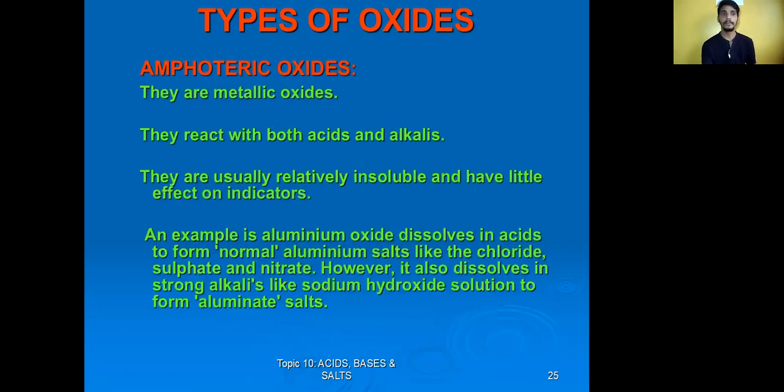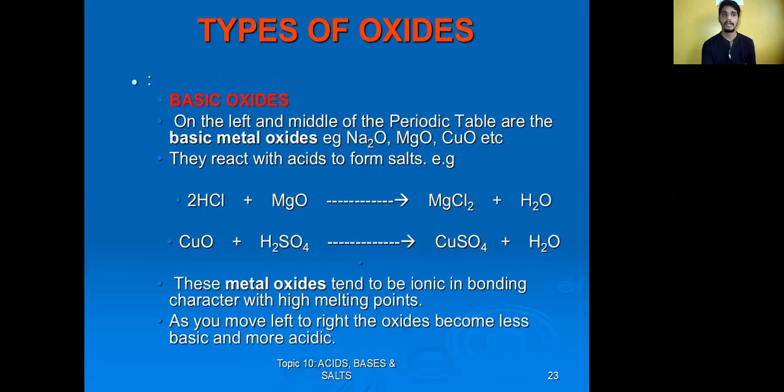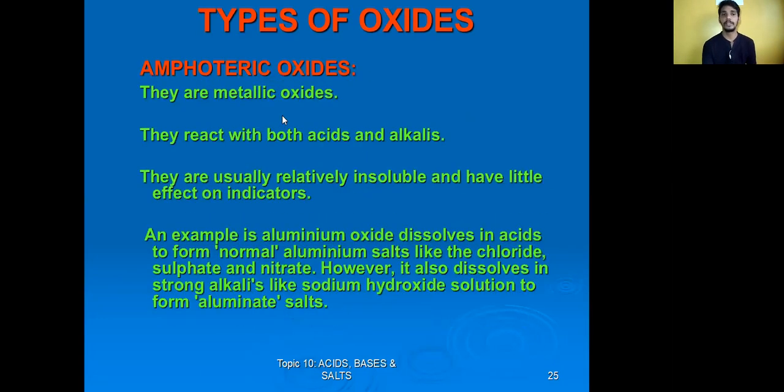Now types of oxide: amphoteric oxide. We have learned about acidic and basic. Now amphoteric, the name itself tells us it possesses both acidic and basic character. They are mostly metallic oxides. They react with both acids and alkalis. They are usually relatively insoluble and have little effect on indicators.